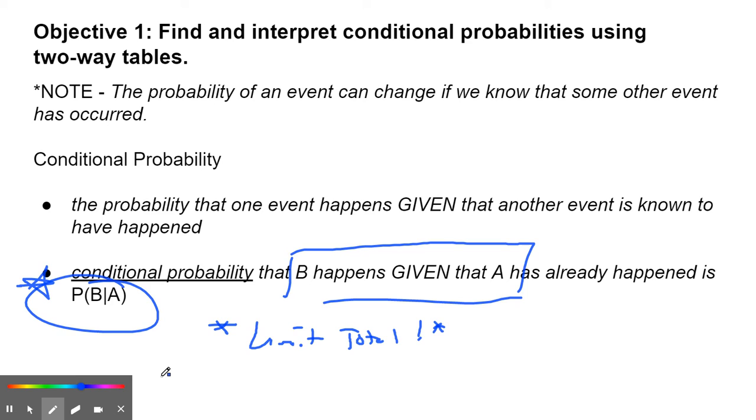My example is always in a classroom, right? There's male and female students. Well, if I know that somebody is a male, I don't have to look at the females. I just focus on the males, so that will cut my total down by a lot. It should increase my probability because I know something about the person in that regard.